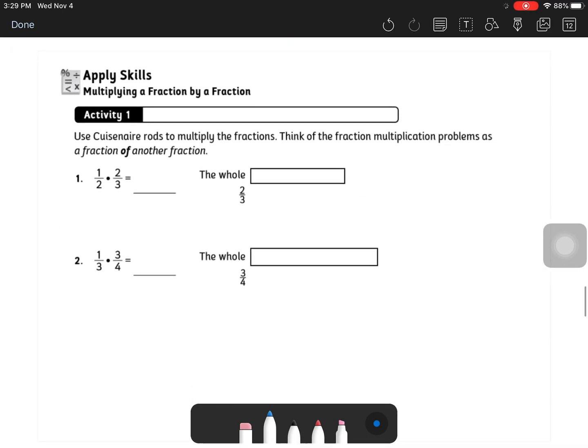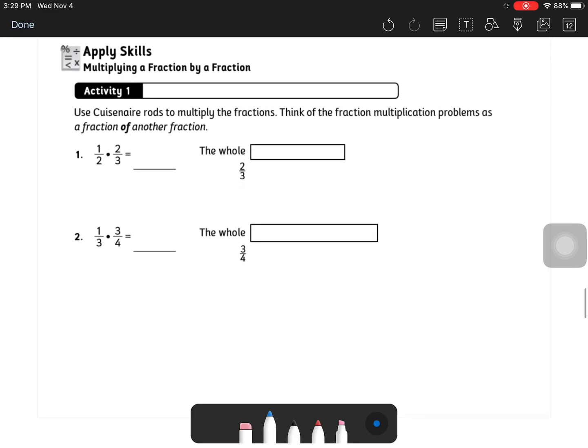Okay, so I'm going to probably show you a little bit of both ways, but for the most part, you're probably just going to multiply across when you're doing these. Okay? So here, multiplying across, 1 times 2 is 2, 2 times 3 is 6. Now again, with a 2 and with a 6, a lot of times they're divisible by the top number. So if I divide each one by 2, 2 divided by 2 is 1, and 6 divided by 2 is 3, I would get 1/3 for my answer.